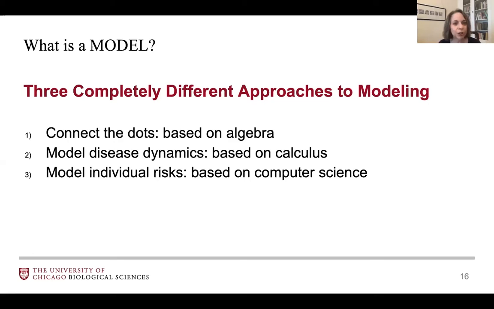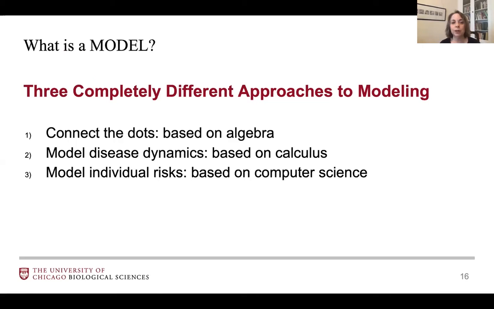As you may be able to tell from how I described the first of these, I'm not a big fan of this one. There are many critics, and I'm referring to it as connect the dots. It's based on algebra and on basically drawing lines through the observed number of deaths per day, and I'm going to show you two examples of this. It's definitely the easiest one to do and to understand.